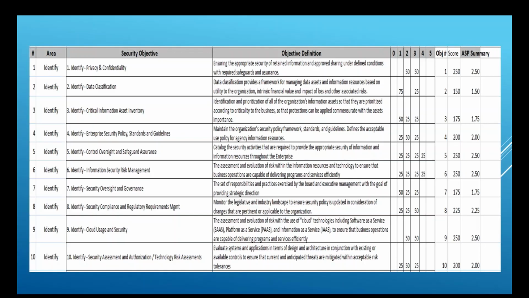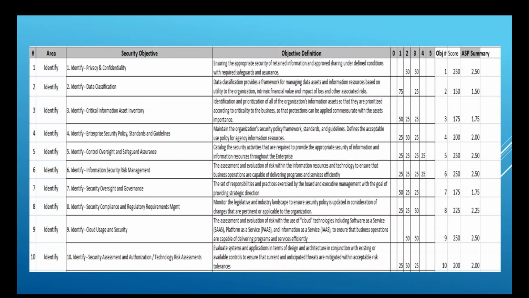So now we'll talk about the first area, and I believe the first 11 security objectives have to do with privacy. Again, we talk about privacy in the very first one, privacy and confidentiality. What are we doing to ensure that the information and approved sharing is done under defined conditions that are required to safeguard and assure the privacy and confidentiality of the information that we're using?